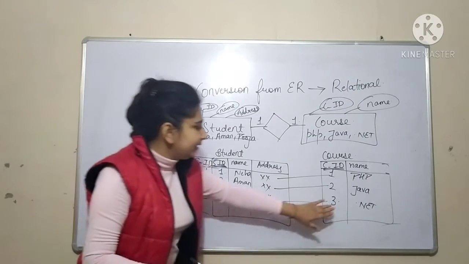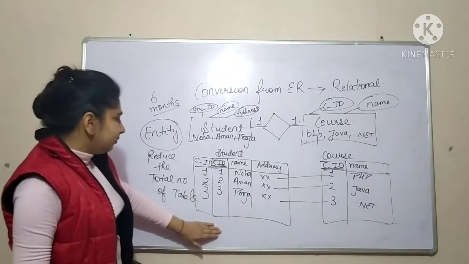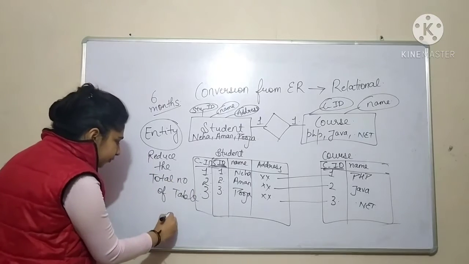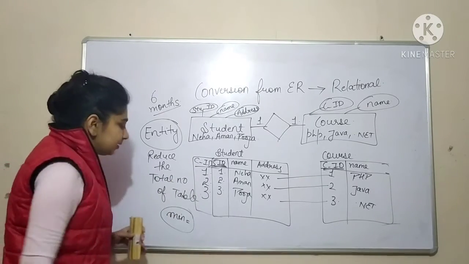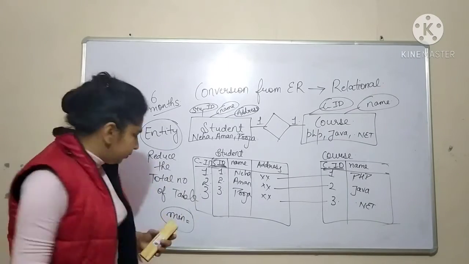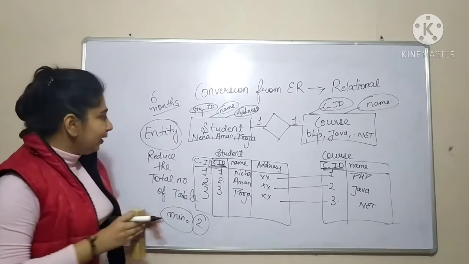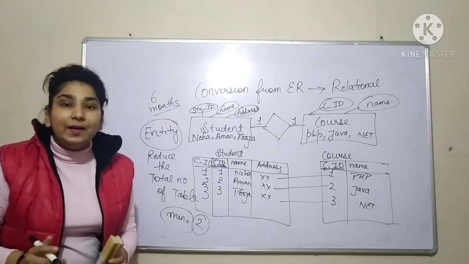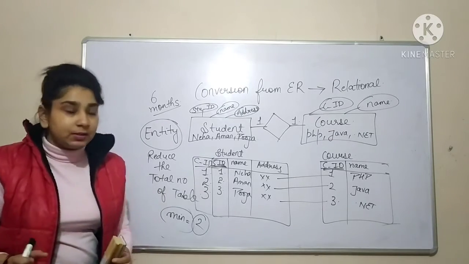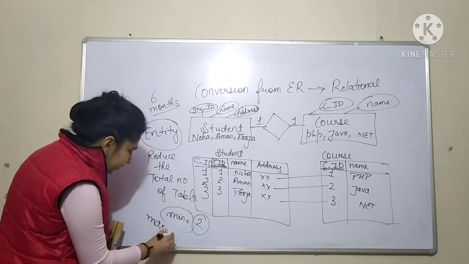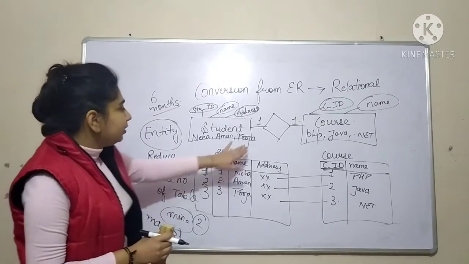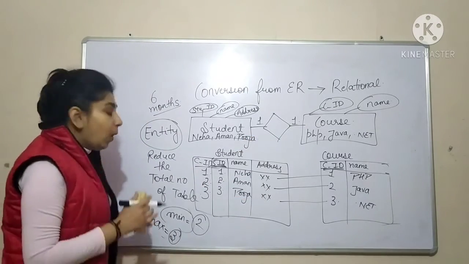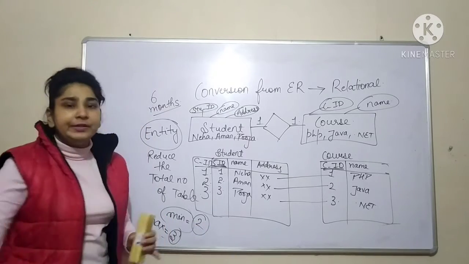Either you use student ID in this table, or you can use course ID in the student table. Okay. So what is the minimum number of tables we have in this case? The minimum number of tables possible is actually 2 in one-to-one relationship if we have two entities. Okay. And what is the maximum number of tables possible? The maximum number of tables possible is 3. How 3? You can also make the table for the relationship as well. But we always try to reduce the total number of tables.